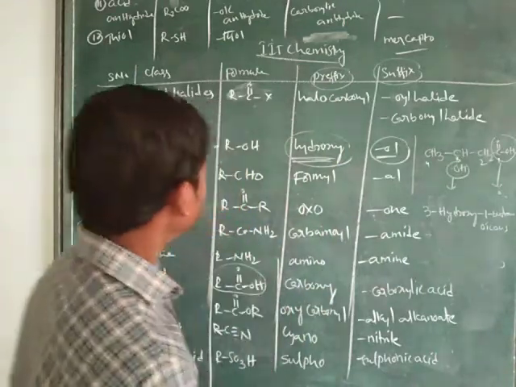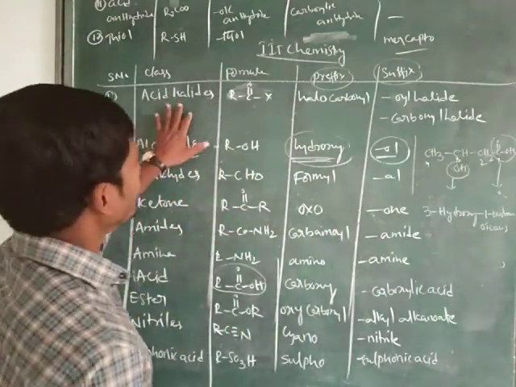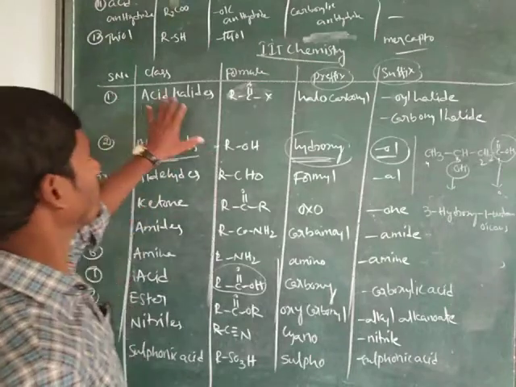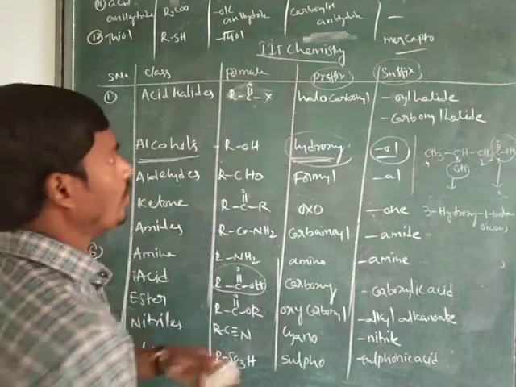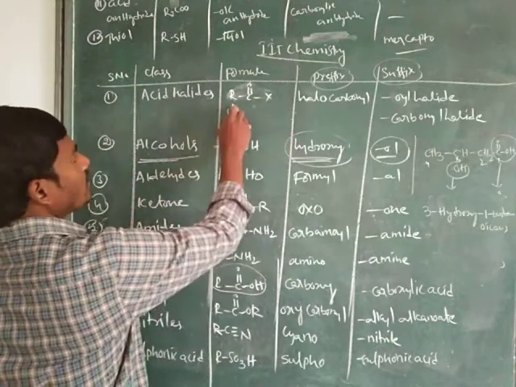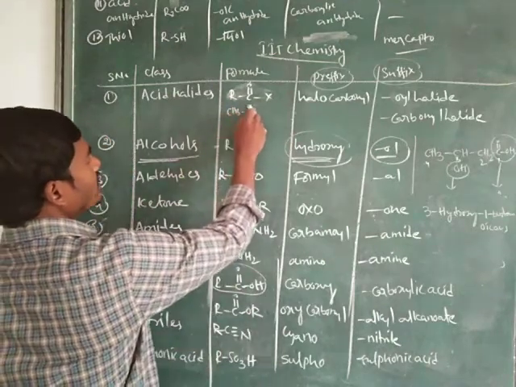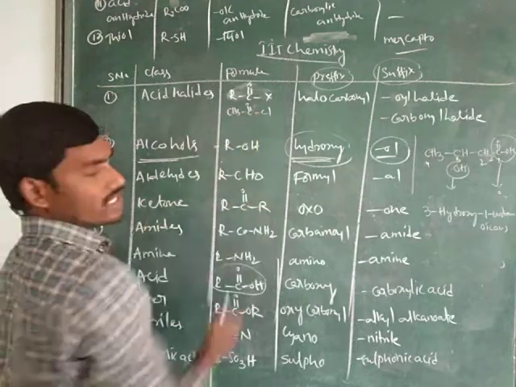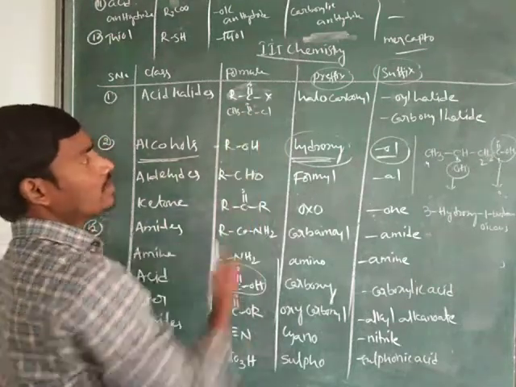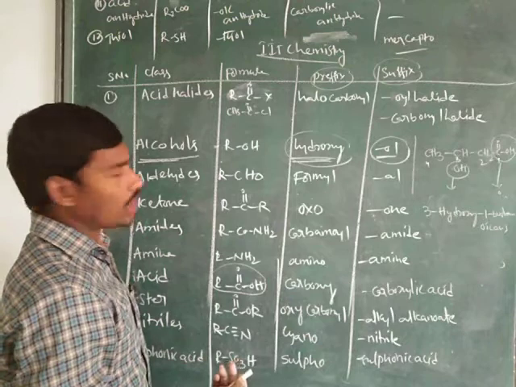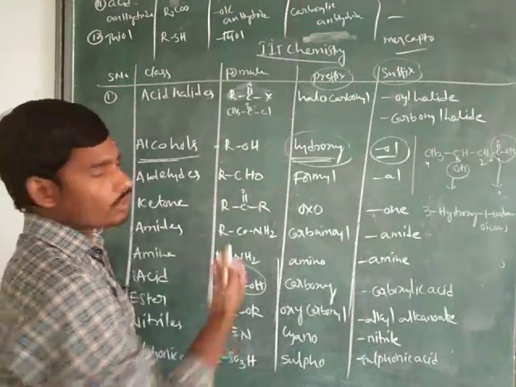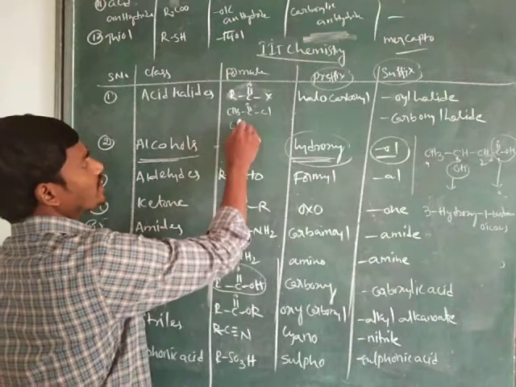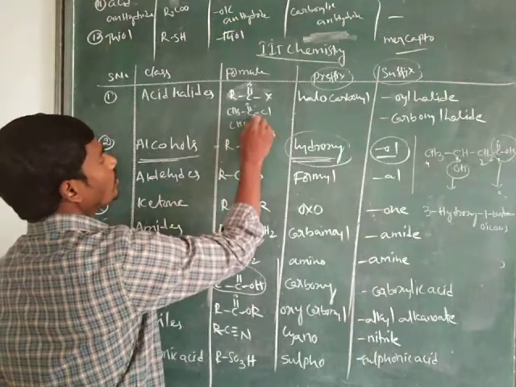Right children? See here, when you take the acid halides, the acid halide formula is RCOCl. For example, instead of R you take CH3, so CH3 C double bond OCl, CH3COCl, that means methyl carbonyl, or chlorocarbonyl. Or CH3 C double bond O Br.